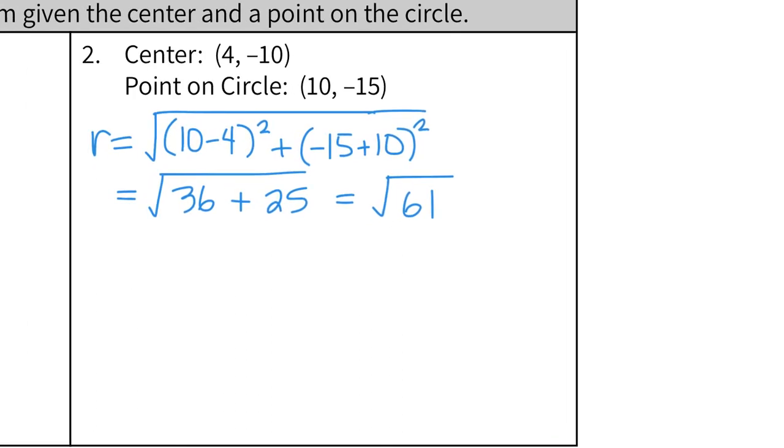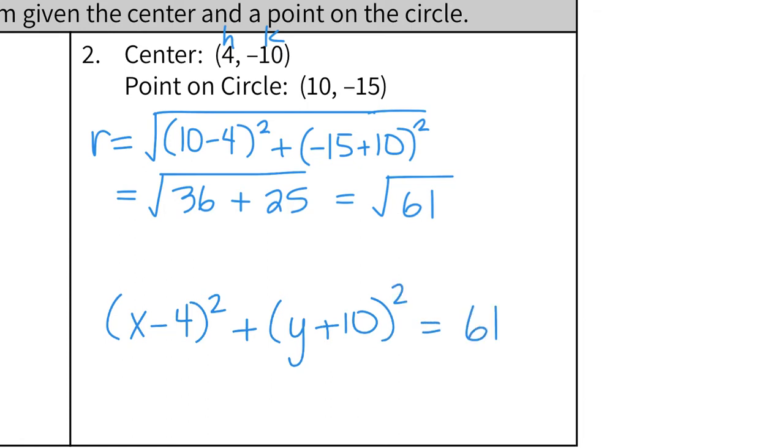So now we can write our equation of the circle. (x minus, remember the center is (h, k), so -4) squared plus (y plus 10) squared is equal to 61.